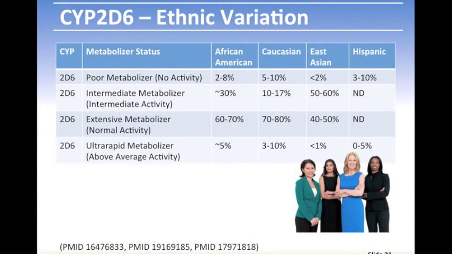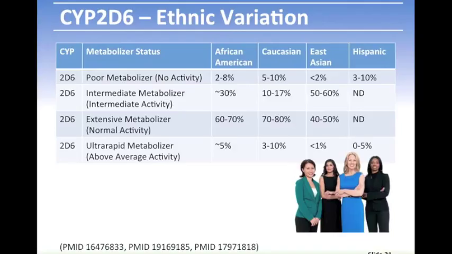Importantly, there are well-documented differences in the proportion of each of these metabolizer statuses along ethnic lines. In this example for CYP2D6, we see a clear difference between the proportion of poor metabolizers in African Americans, about 2 to 8%, compared to, say, East Asians, which are under 2%. Caucasians and Hispanics are somewhere in between.